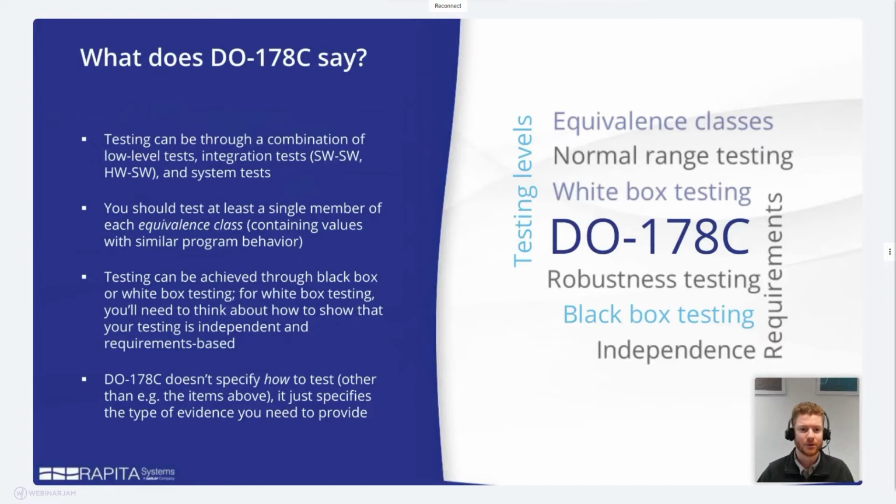Testing can be done black box or white box level. As I mentioned, black box has some advantages. You may need to provide extra validation of why you're doing a white box test, for example. And as with most things, DO-178C only tells you what is necessary, never how to do it. So there is certain flexibility in how you go about your test campaign, as we will talk about shortly.